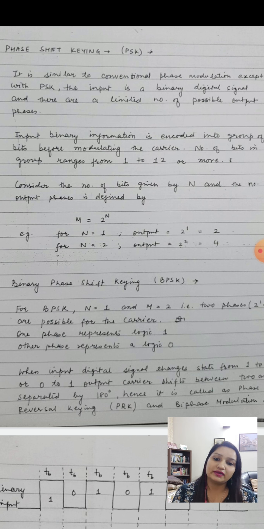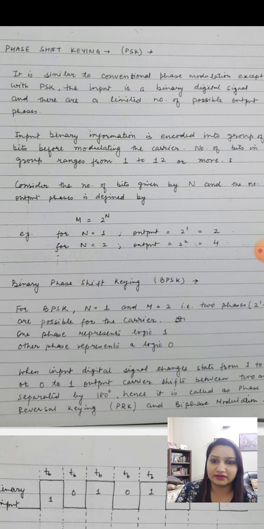So, it is quite similar to your phase modulation, but in this case the first difference is that your input wave or the information signal is in the digital or binary form, and there are a limited number of possible output phases. So, let us read further. Input binary information is encoded into groups of bits before modulating the carrier. The number of bits in a group ranges from 1 to 12 or more.